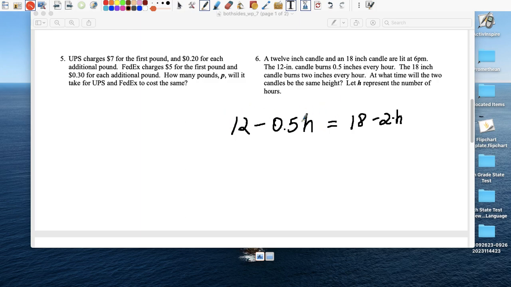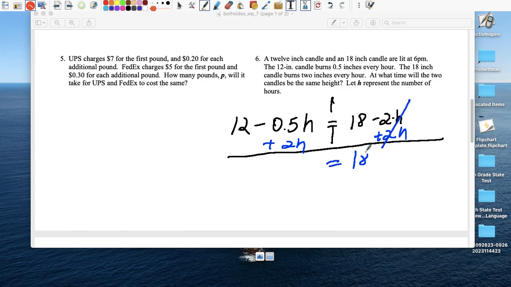So again, in these questions, so far, no distributive property, no combining like terms, so we go straight to getting rid of one of the variables. You either get rid of negative 2h or 0.5h, and we're going to get rid of negative 2h because negative 2 is less than 0.5. So plus 2h, that goes away because it becomes 0, 18 comes down, and here we have 12 plus 1.5h.